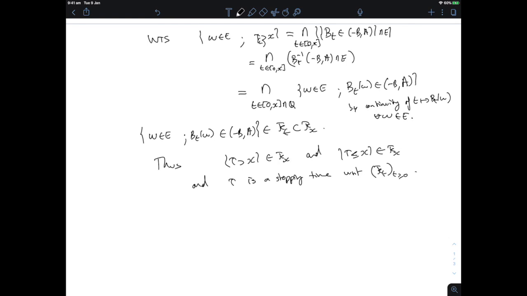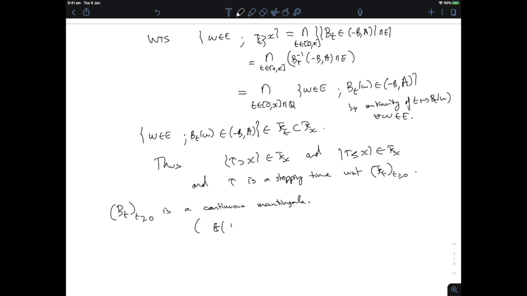Okay, so now that I have that tau is a stopping time, I want to apply the stopped martingale theorem. Now, by the way, let's recall that Bt is indeed a continuous martingale. Well, continuity really is a part of the definition of what a Brownian motion is.